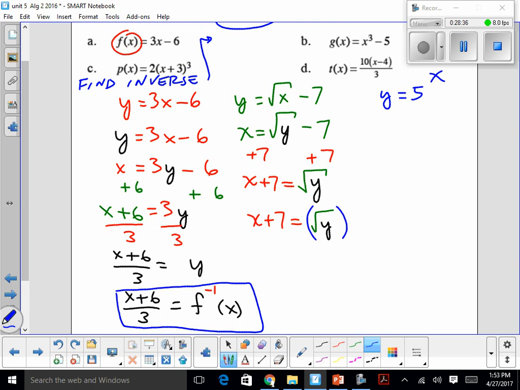The last part here, y equals the 7. You don't have to do anything to it. You're not squaring the 7 to turn it into a 49, you're just getting the y alone.